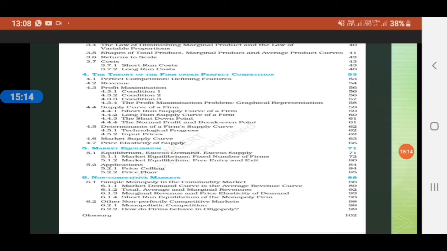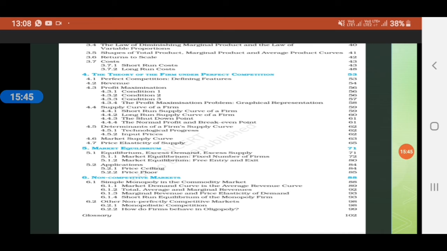Like input prices, if the price of inputs is high, the firm's supply curve shifts to the left side. If the prices of inputs are less, the firm's supply curve shifts to the right side or upside. Like last but one concept, that is market supply curve. Here we learn the meaning of market supply curve and the shape of that market supply curve.